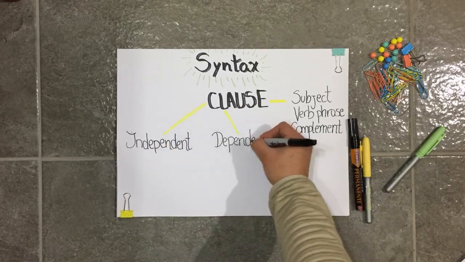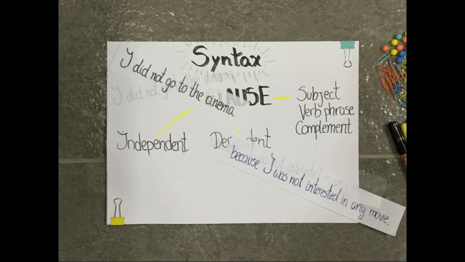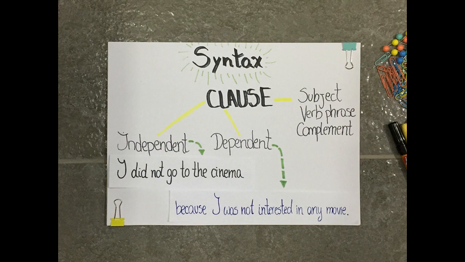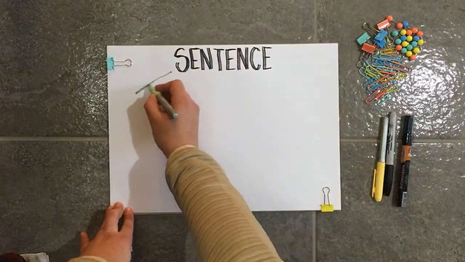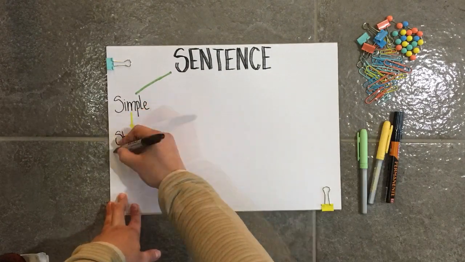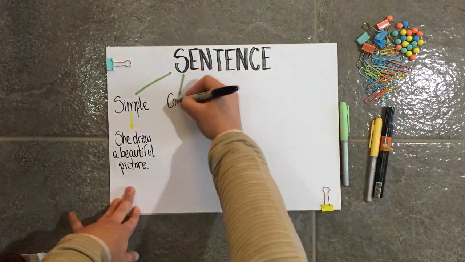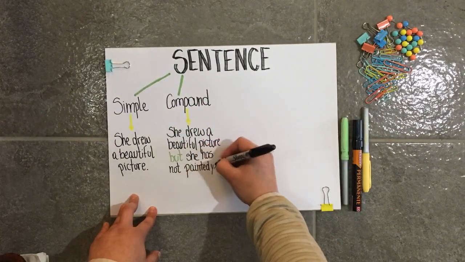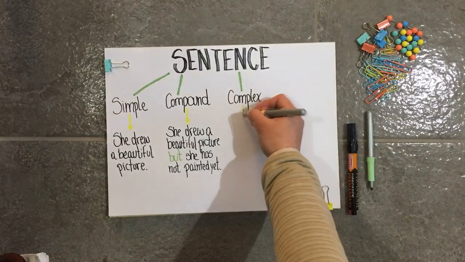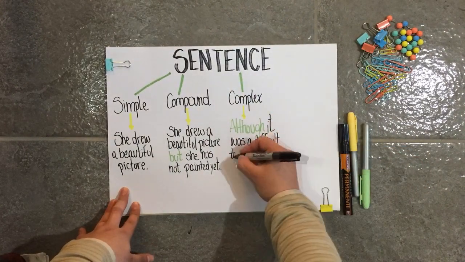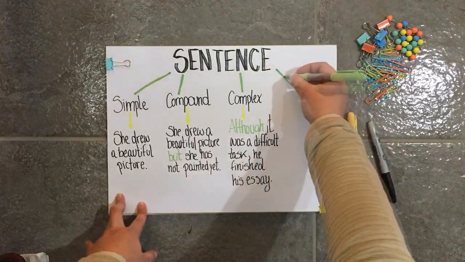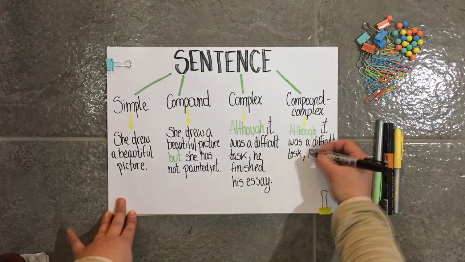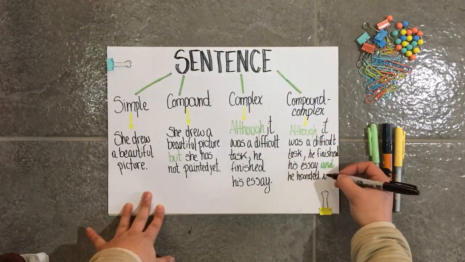To exemplify, I didn't go to the cinema because I wasn't interested in any movie. The second clause depends on the first one to make sense. A sentence must contain at least one independent clause. There are 4 types of sentence structures: simple sentences that have only one main clause, compound sentences that are made of 2 simple sentences joined by a coordinating conjunction, complex sentences that are made of a simple sentence and a dependent clause introduced by a subordinating conjunction, and compound complex sentences that have 2 independent clauses and at least one dependent clause.